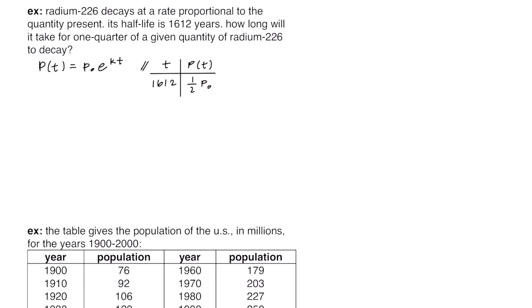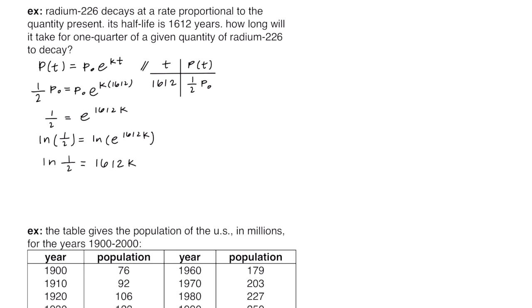So we'll go ahead and plug this into the equation to then solve for k. So we take 1/2 P naught, and we plug it in over here for P. We leave the P naught here, and then we have e to the k times 1,612. First step, we're going to divide both sides of the equation by P naught. So you end up getting 1/2 equals e to the 1,612k. Next, we're going to take the natural log of both sides. So then this side will just simplify to 1,612k. And then finally, we're going to divide both sides by 1,612. So here's our expression for k. So I took this expression and plugged it in for k into our equation. And we're going to do the same thing that we've been doing.